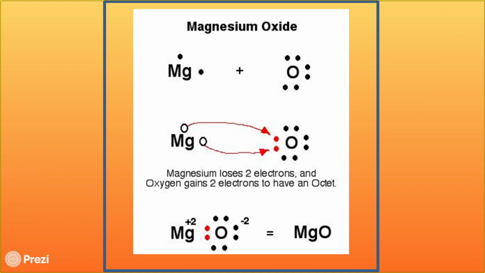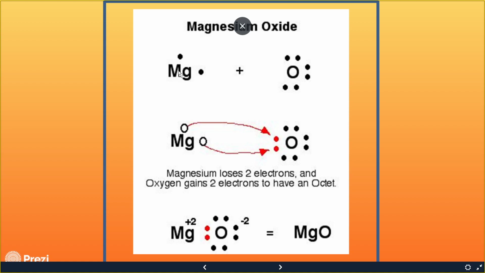Here we have an example. We have magnesium and oxygen. And magnesium, right here, has 2 valence electrons, and oxygen has 6. Magnesium's a metal, and oxygen is a non-metal. So the electrons from magnesium are going to go ahead and go to the oxygen, which means that the magnesium is going to have a plus 2 charge, and the oxygen will have a negative 2 charge. Okay? And then they will end up combining together to cancel out their charges, which means that this compound will now be magnesium oxide.